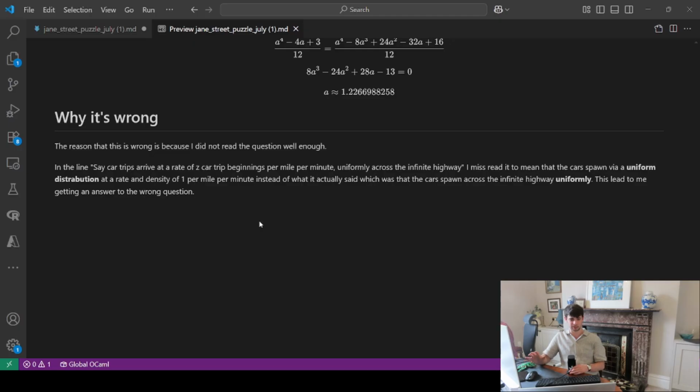And so that's how I got it wrong. It's just not reading the question and doing my own thing with uniform distributions instead of assuming a uniform rate of cars appearing. So that's how I failed to solve the James Street puzzle.